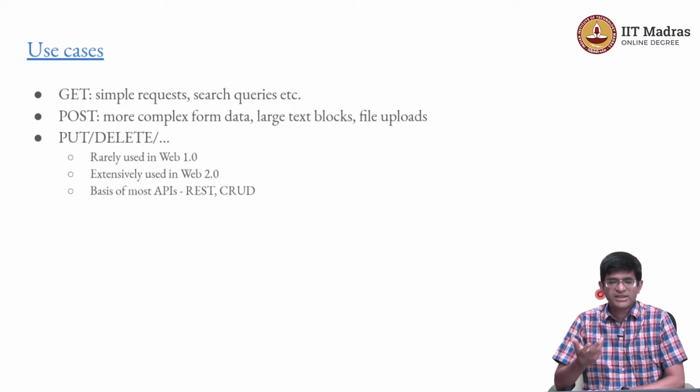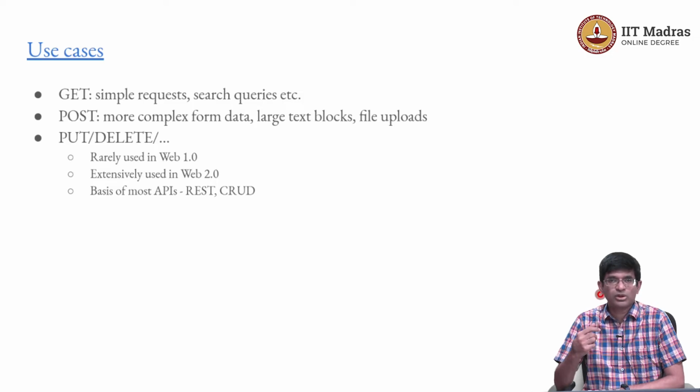So what are these use cases? As we saw already with the simple web server, GET is used for the most simple requests. It just requests information and gets back data. Most of the time, for things like search queries, when you are connecting to Google and doing a search, what you would probably be doing would be a GET.